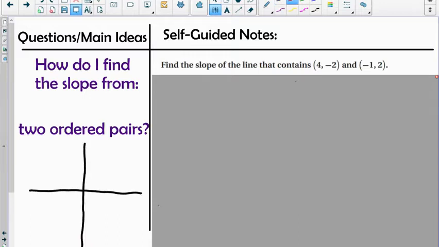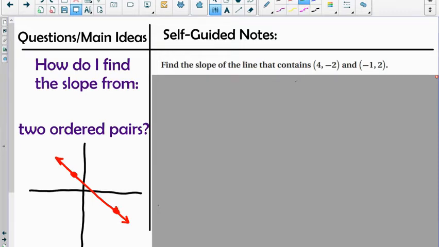I'm just going to estimate about where those points would be without drawing all the tick marks. (4, -2) would be about there. I go to the right 4 and down 2. And then (-1, 2), I would go to the left 1 and up 2. Okay, so something like that. If I were to draw a line through these 2 points, what I'm trying to do is find the slope of the line that goes through those 2 points.